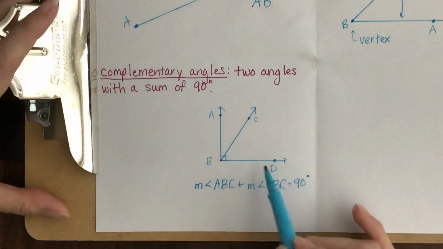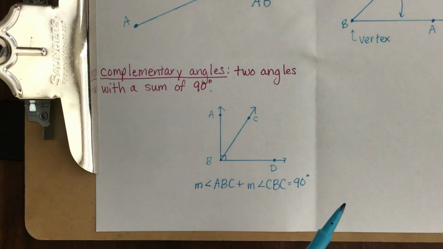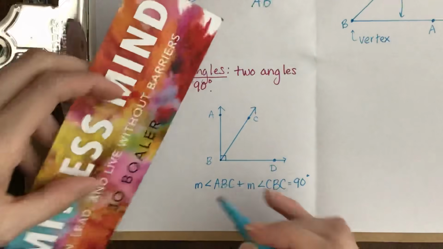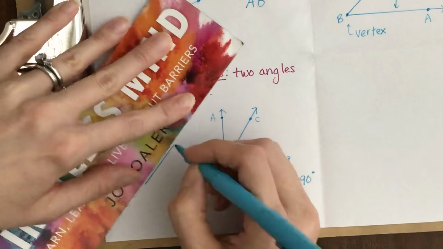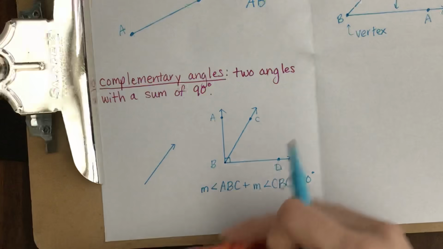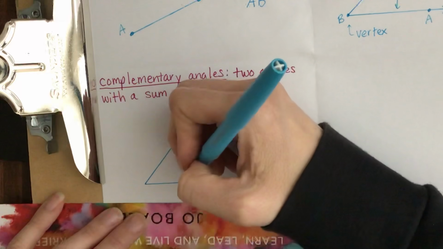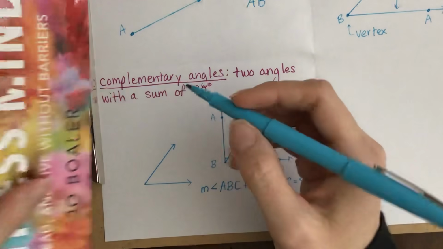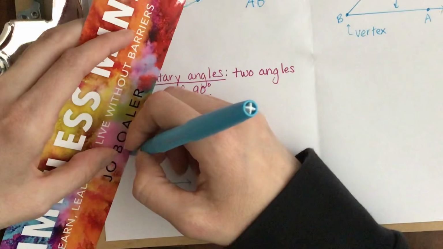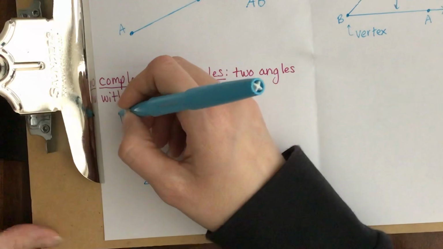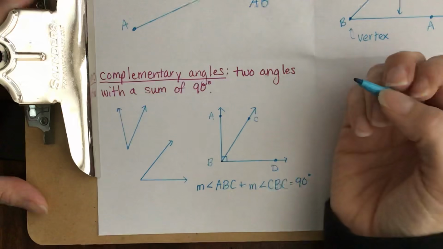Okay, so sometimes you're going to see them attached like this, adjacent to each other. Sometimes they don't even have to be adjacent to each other to be complementary. They just have to add up to 90 degrees. So let me show you another example. Okay, so let's say that these 2 angles right here are complementary angles, and let's give them a name.